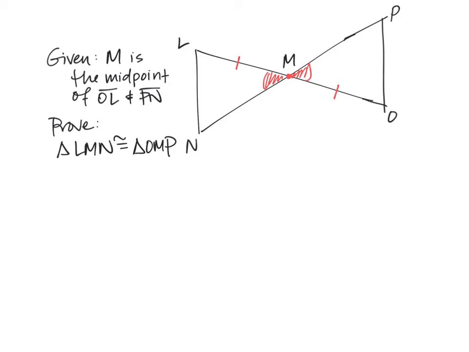Also, we are told that M is the midpoint of PN. So that means it's perfectly in the middle of PN, meaning that this piece, NM, is the same as PM. Now I'm looking and I have enough information to prove the triangles congruent by side angle side. So I'll set up my proof.